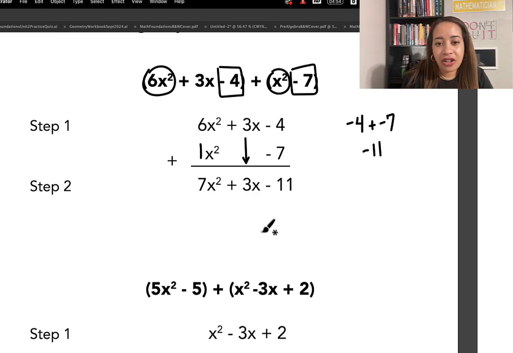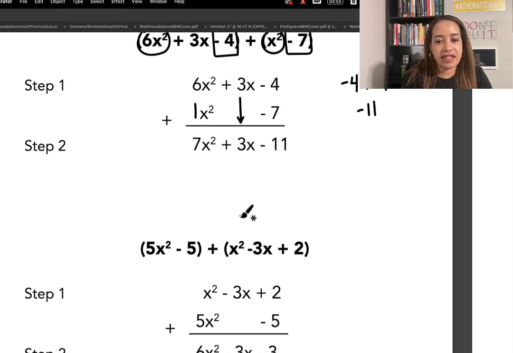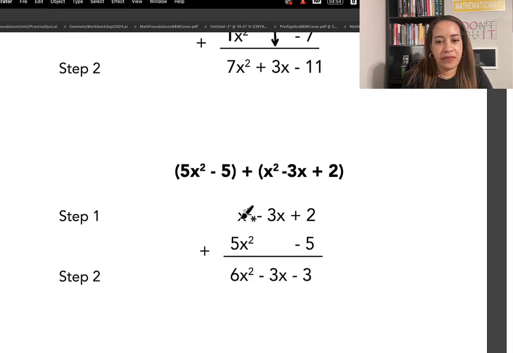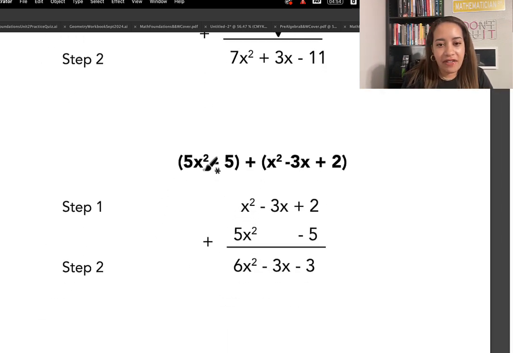We found our like terms, we stacked them up together, and then we added up the coefficients of our like terms. And the coefficient is just the number in front of a variable. Here is a second example. So this time we have 5x squared minus 5 plus x squared minus 3x plus 2.